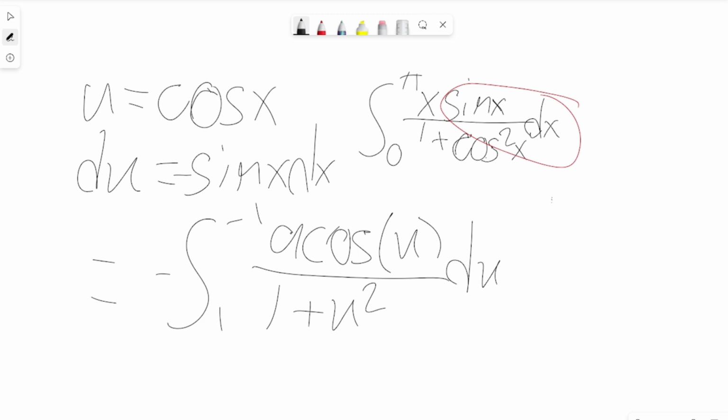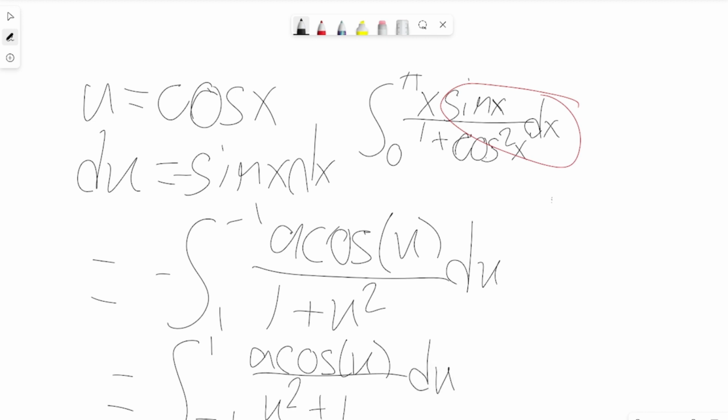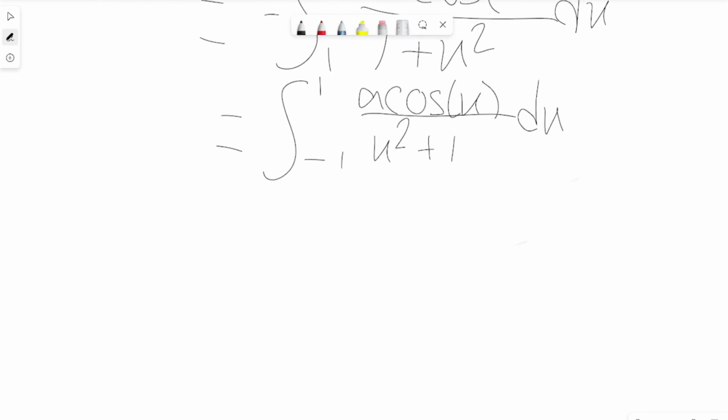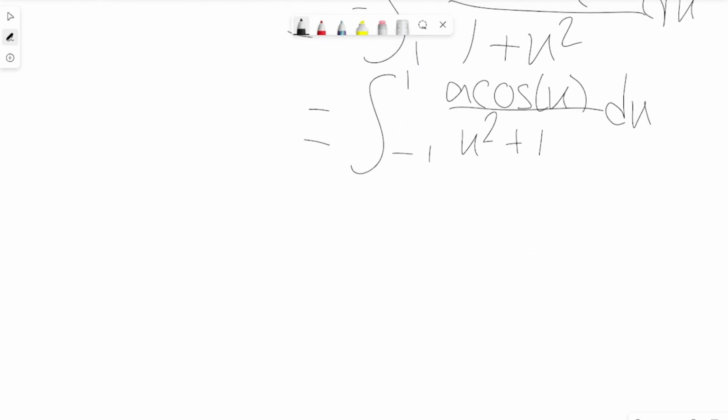And so we can simply change the limits right here, swap them rather. We get the integral from minus 1 to 1, arc cosine of u divided by u squared plus 1 du. Okay. And so now here's the cool part.